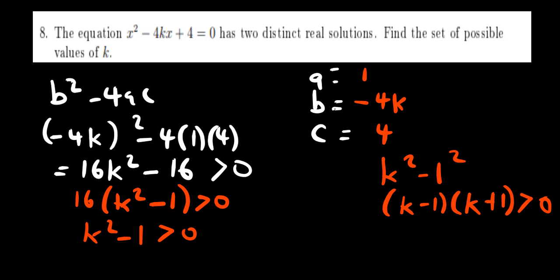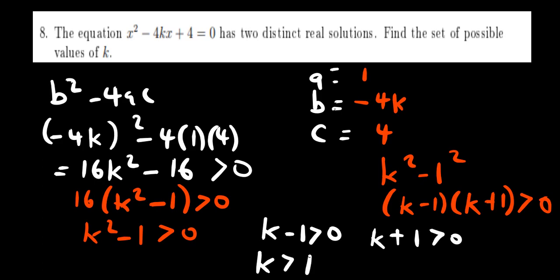So we say k minus 1 is greater than 0. The other one is k plus 1 is greater than 0. So the values of k, what would k be? Because the negative 1 goes to the other side, it becomes positive. So k will be greater than 1. Then the other one is k will be greater than negative 1.